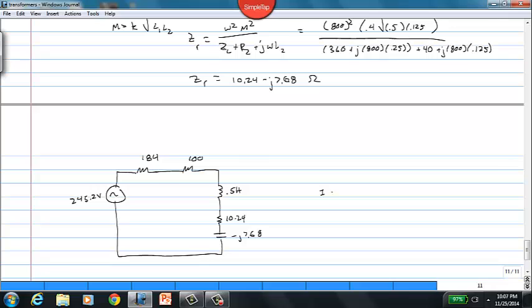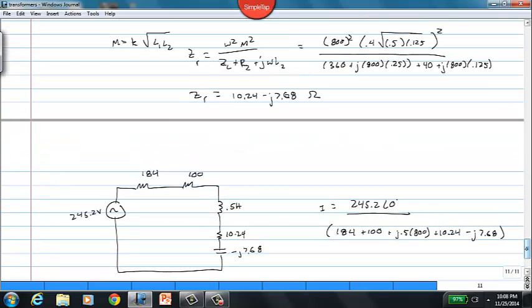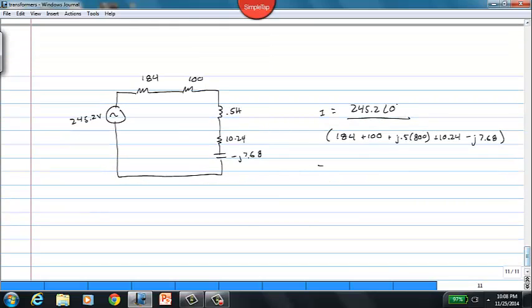So I is therefore just equal to 245.2 at an angle of 0 degrees volts divided by 184 plus 100 plus J 0.5 times 800. That's the reactance of the primary winding, plus 10.24 ohms minus J 7.68 ohms. We don't have to convert that over. It's already a reactance from our calculation for the reflected impedance. This gives us a value of I equal to 0.5 at an angle of negative 53.13 degrees amps.